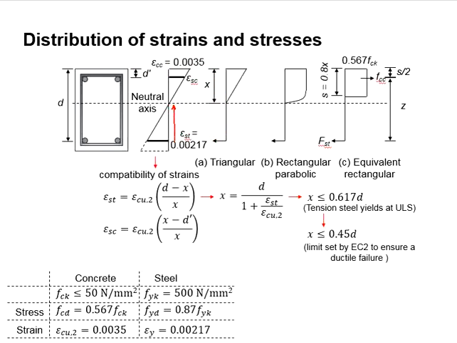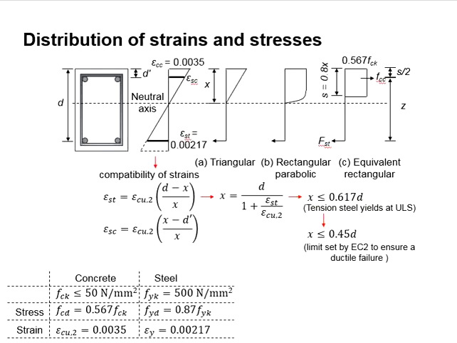Epsilon st divided by this distance shall equal epsilon cc divided by x. Now, what is this distance? It will be determined from d minus x. You get this distance. Rearrange the equation, you get this, and rearrange it, you get x equals to this. Now you substitute the limits for the steel and also the concrete. You will find x should be equal to 0.617d. This is the state where the steel yields and the concrete fails.